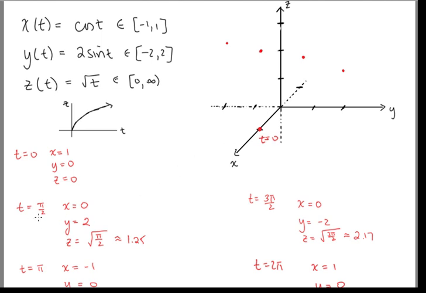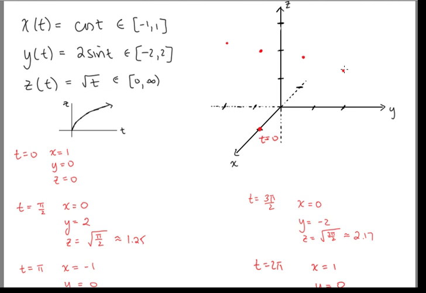When t is equal to pi over 2, I get x is equal to 0, y is equal to 2, and z is equal to radical pi over 2, which is approximately 1.25. So when t is equal to pi over 2, this vector-valued function is pointing to the point 0, 2, approximately 1.25. Now we're here.